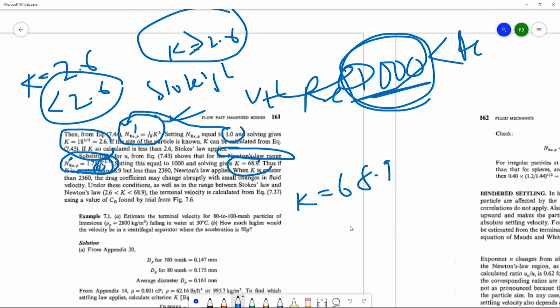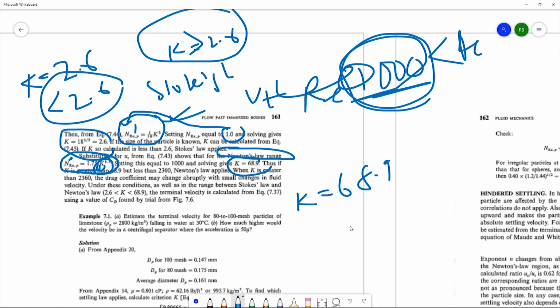Now, if the K value is equal to 68.9, then the particle is in the Newton's law regime. If it is less than 68.9, then it is not Newton's law, nor Stokes law, or Stokes regime. So you have to check if the K value is 68.9 exactly or very close, then you can assume it is Newton's law regime.